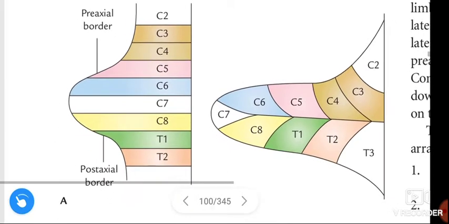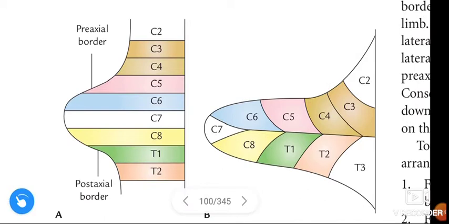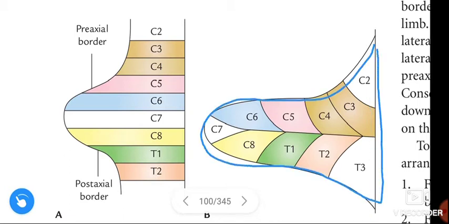And next, this is the definitive dermatomal pattern of the upper limb bud.